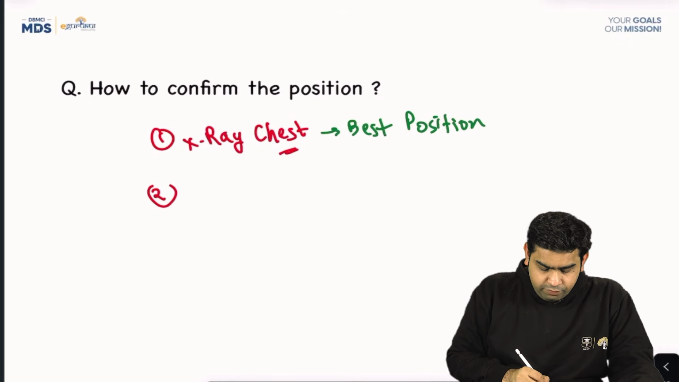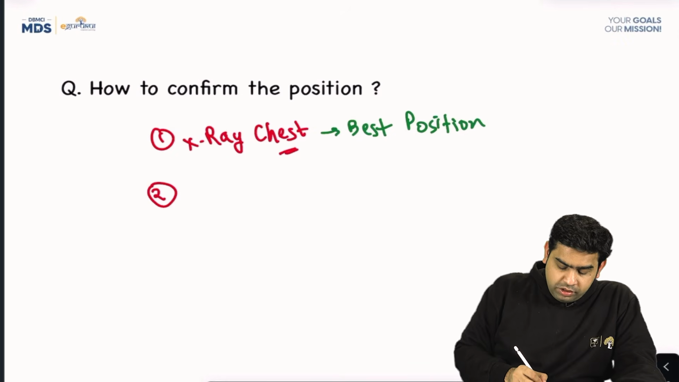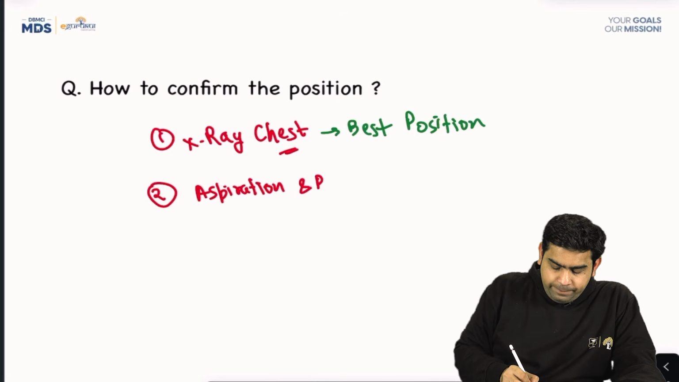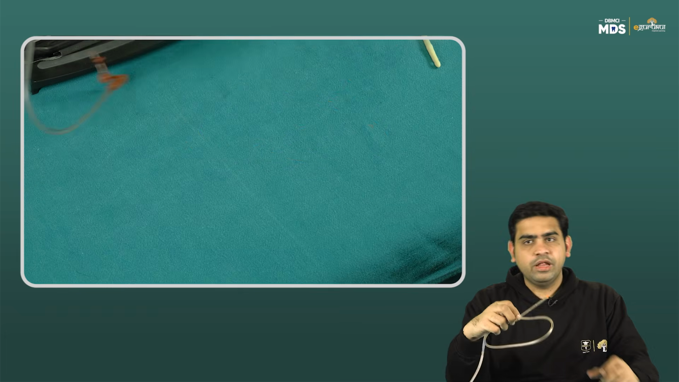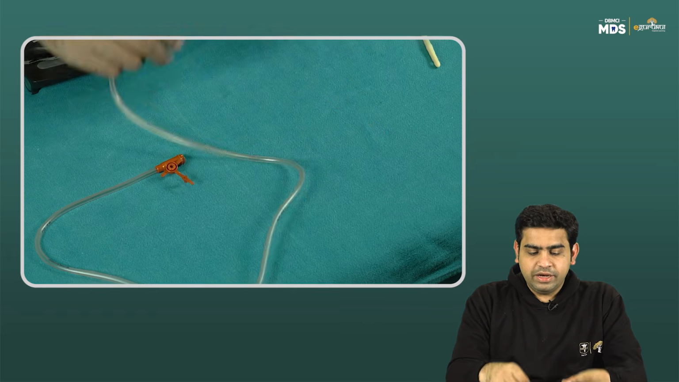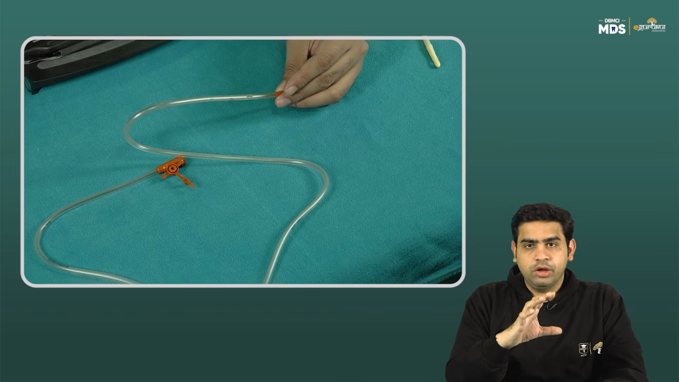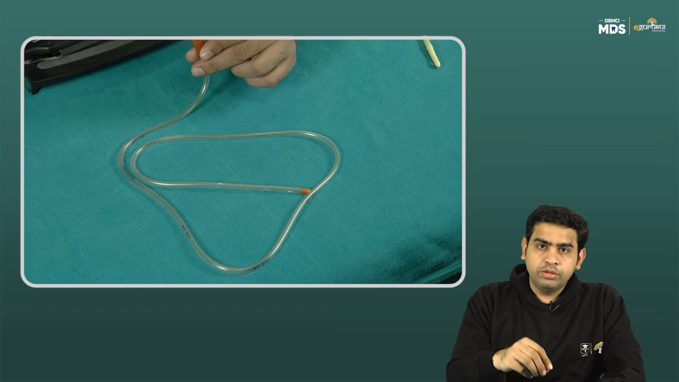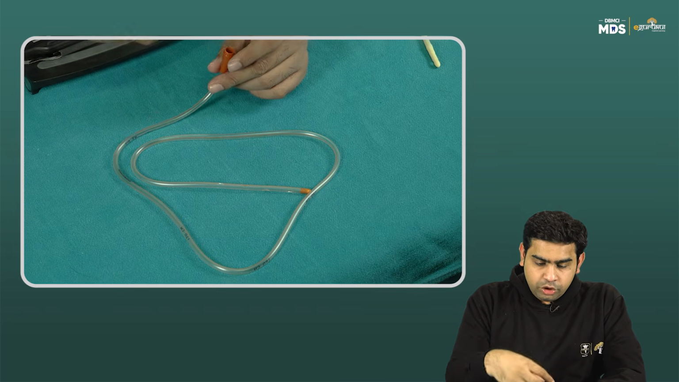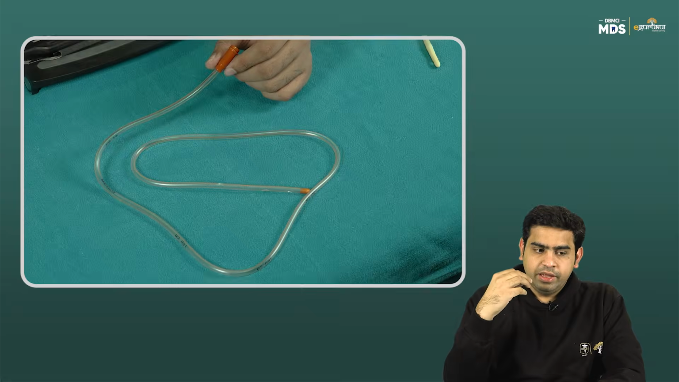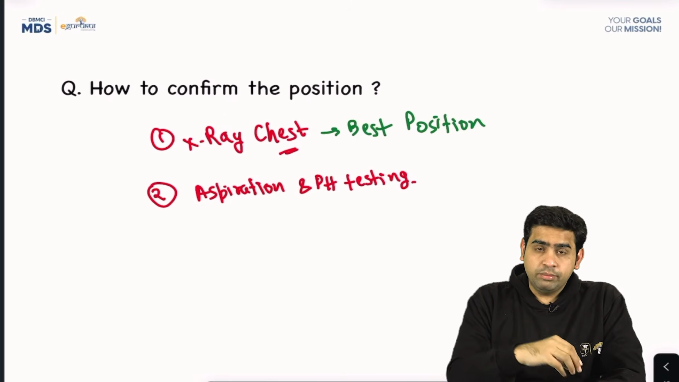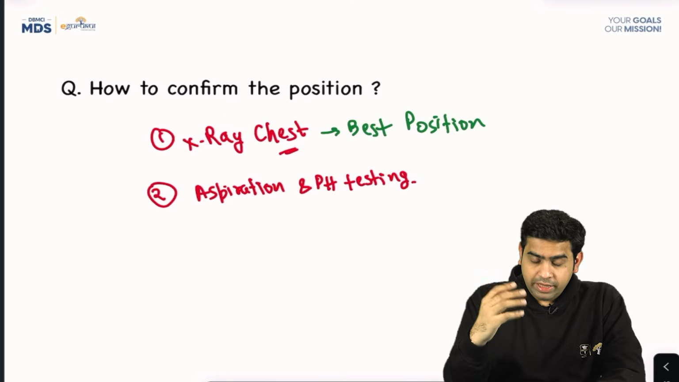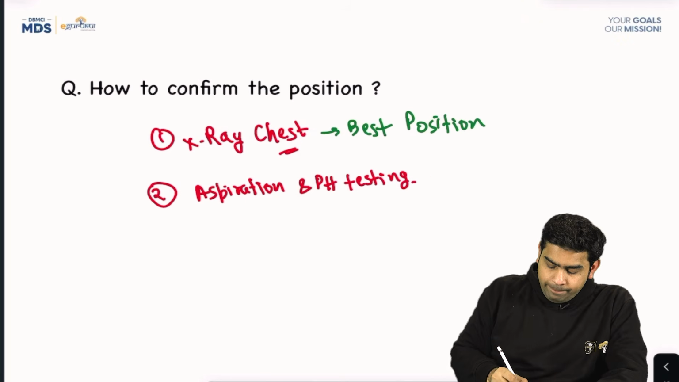Another way of knowing the position of the nasogastric tube is aspiration and pH testing on it. You have placed this nasogastric tube with the mindset that the tip would have reached inside the stomach. Now you can aspirate the fluid from this nasogastric tube, and you can check the pH of that fluid. Ideally, if the tip is actually in the stomach, the pH should be acidic.